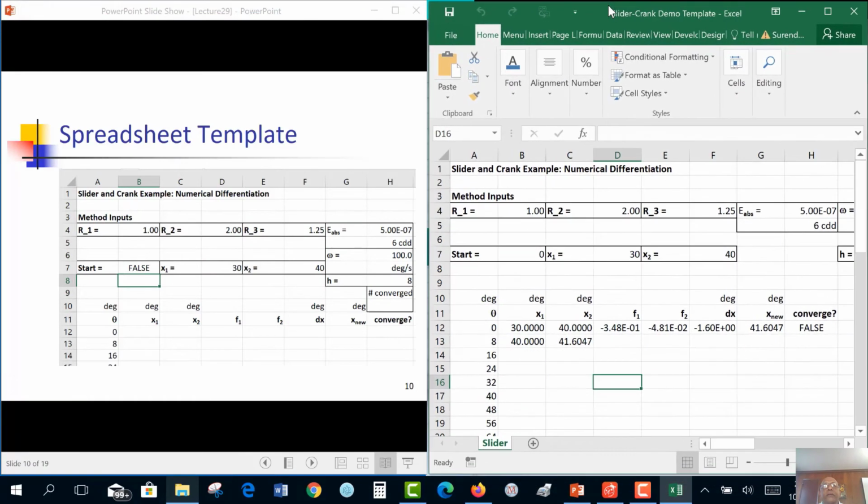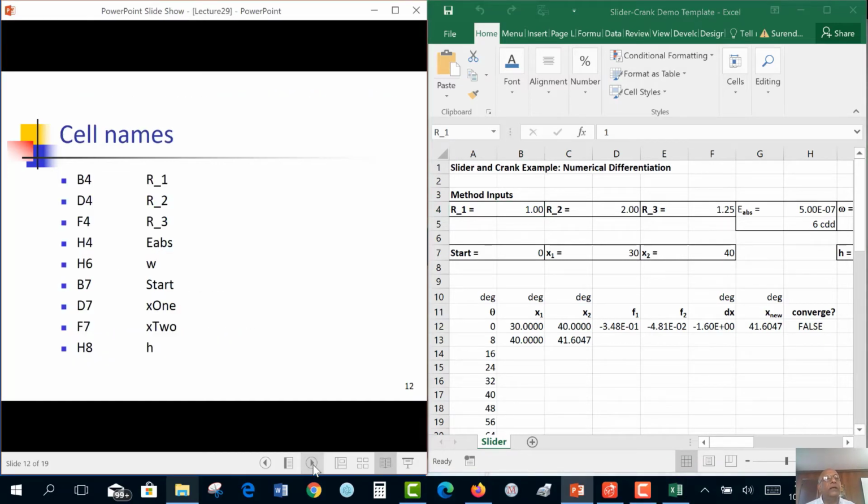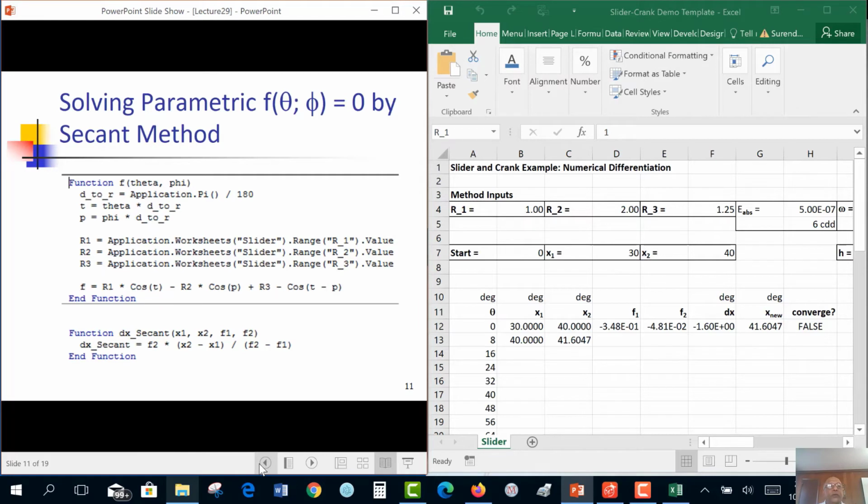And here I have it. Okay. So I am going to start naming my cells. So let's see, I should have a cell name. Oh, before we go on to the cell name, let's talk about our Visual Basic modules.